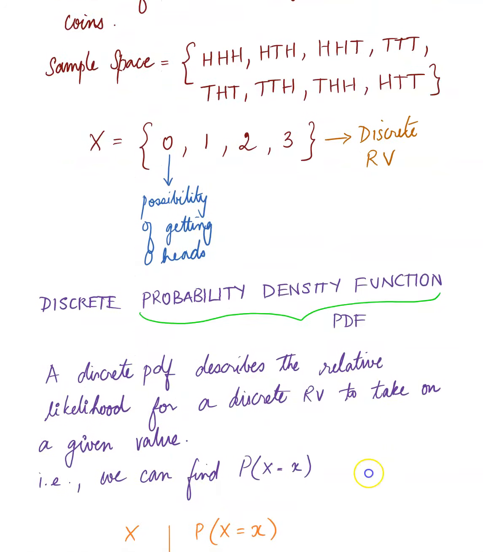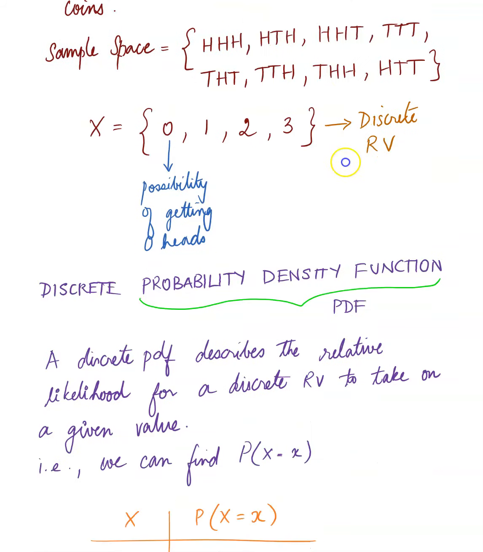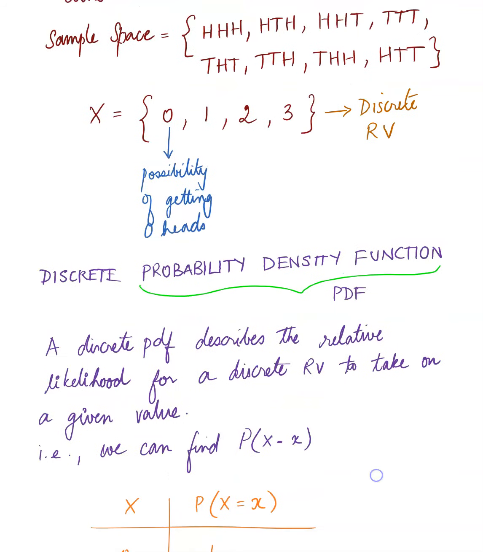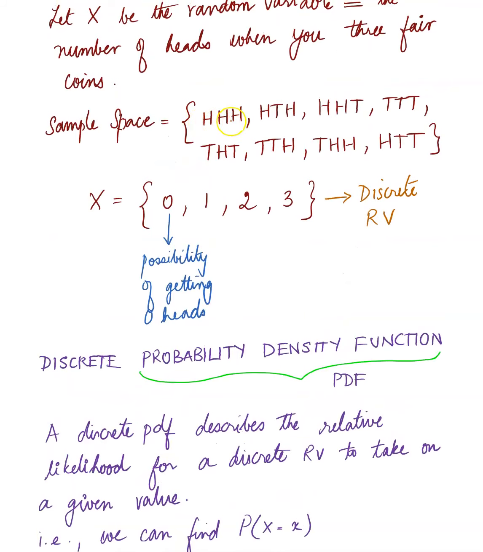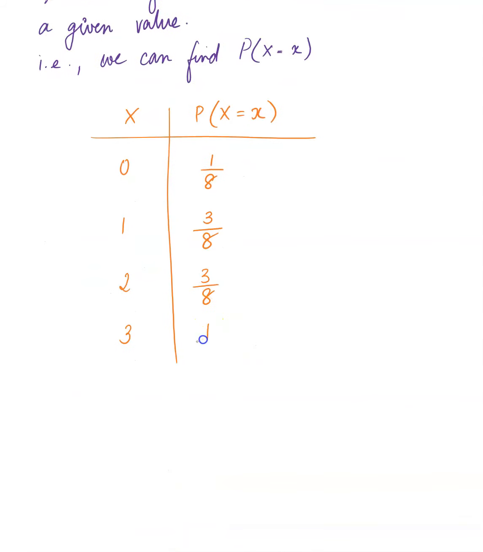What about 2 heads? So we have HTH, HHT, and THH. Once again, we have 3 options out of the 8 that give us 2 heads. So 3 out of 8. And x equals 3 is 3 heads, and that's the only possibility, HHH, that gives us 3 heads. So that's 1 out of 8.